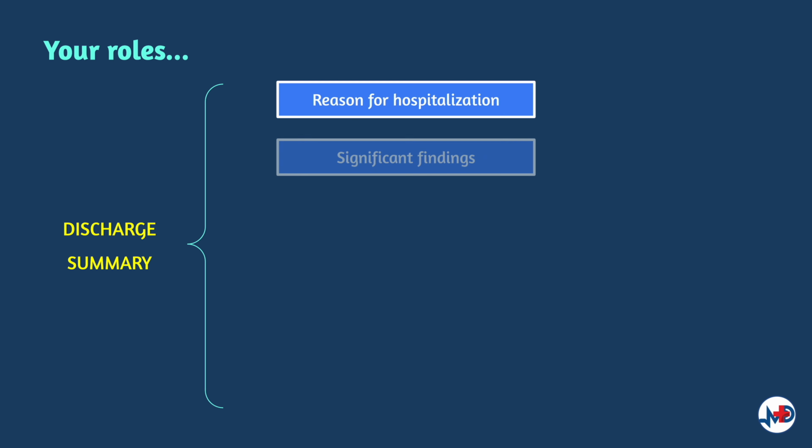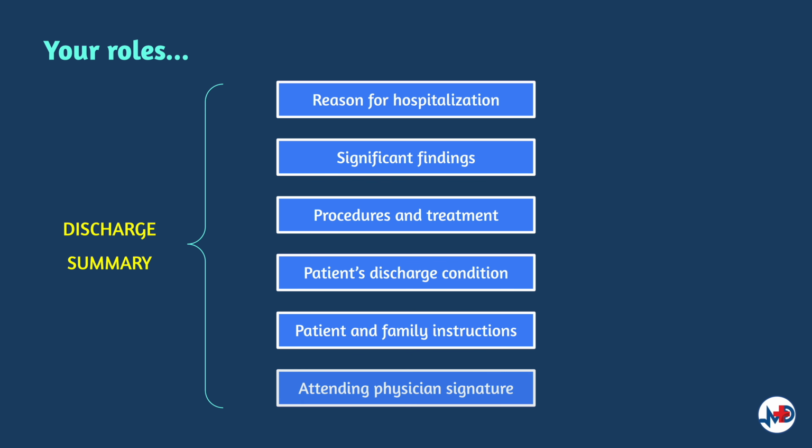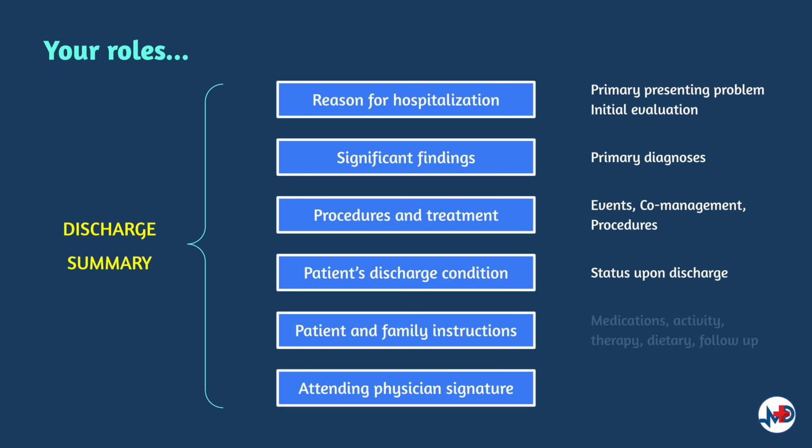So house officers are responsible for formulating a complete discharge summary and carrying out discharge work as stipulated in the summary. There are 6 main components in a discharge summary. It begins with the reason for hospitalization. So here, provide a brief description of the patient's primary presenting condition, the patient's initial presentation to the hospital, including a description of the initial diagnostic evaluation.